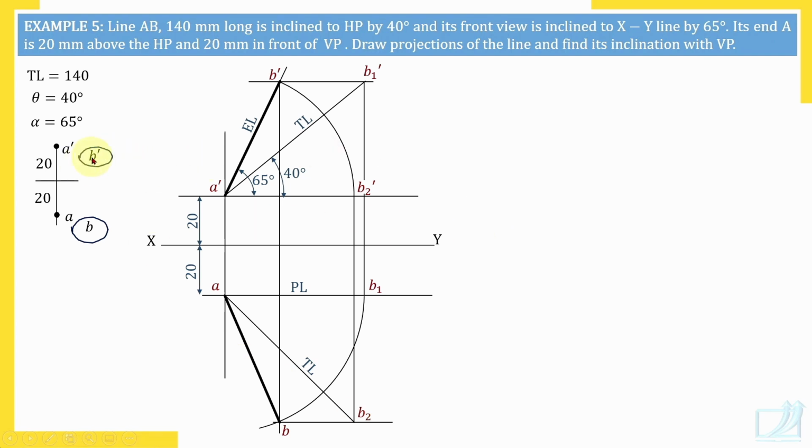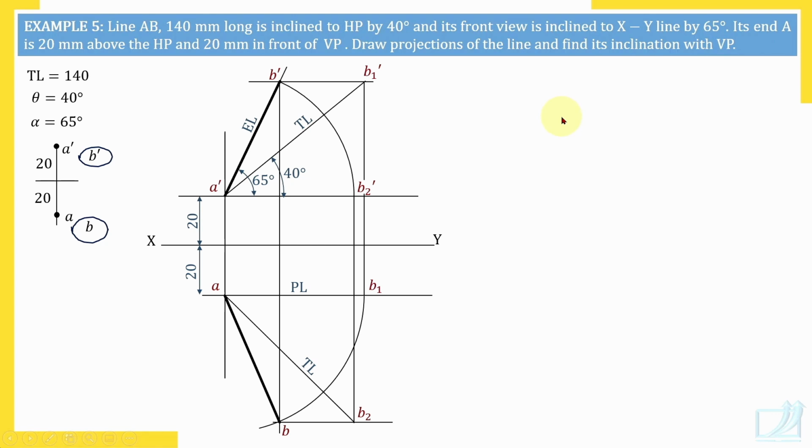Now what about the position of the other end? First quadrant, check here: B dash is above the XY line, B is below the XY line. So this is the complete drawing. Now listen, you are also asked to find the inclination of the line with VP. That you are going to just measure. Inclination of line with VP means phi.